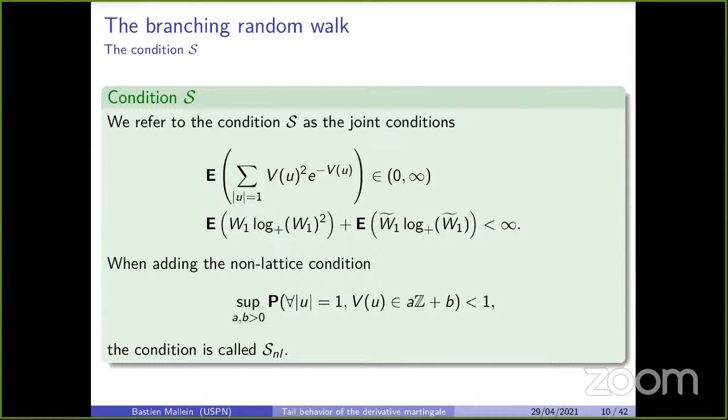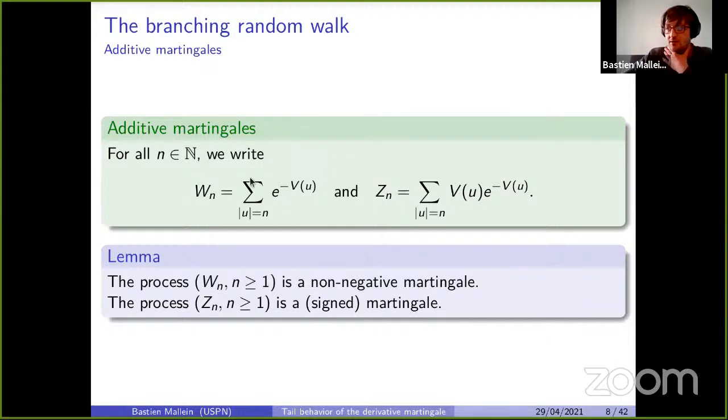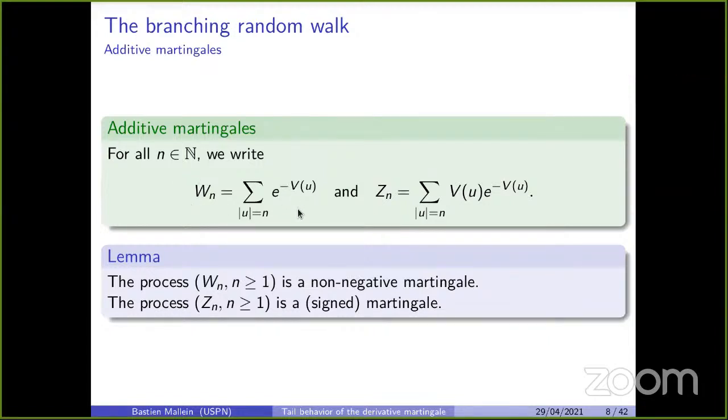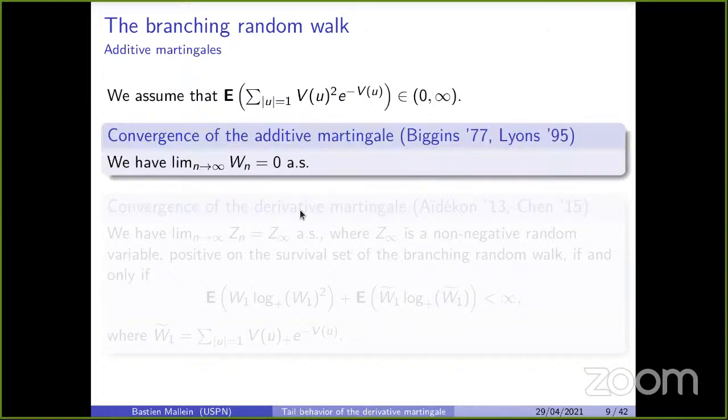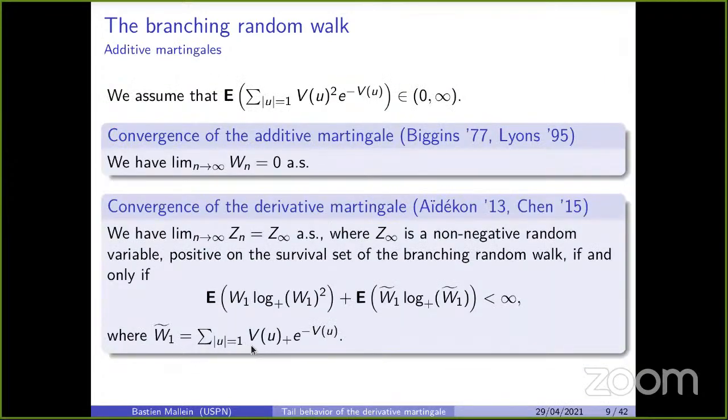Sorry, what are W1 and W1 tilde? So W1 is this, right? It's the value at time 1 of the derivative martingale. And W1 tilde is here, the sum of the positive part of V of U times e to the minus V of U.